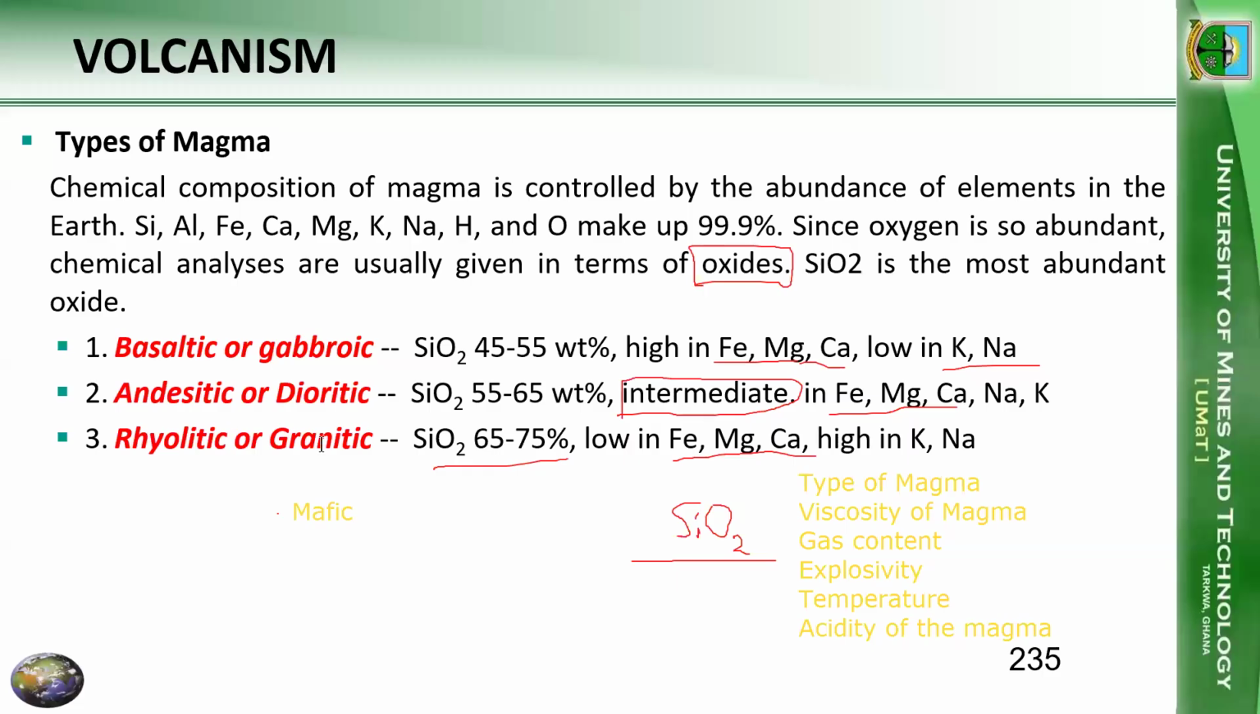Similarly, rhyolites and granite are both felsic, so they'll have low content of iron and magnesium. Rhyolite will be smooth and granite will be rough because there are crystals, because of the slow cooling rate. So that's basically what we discussed.